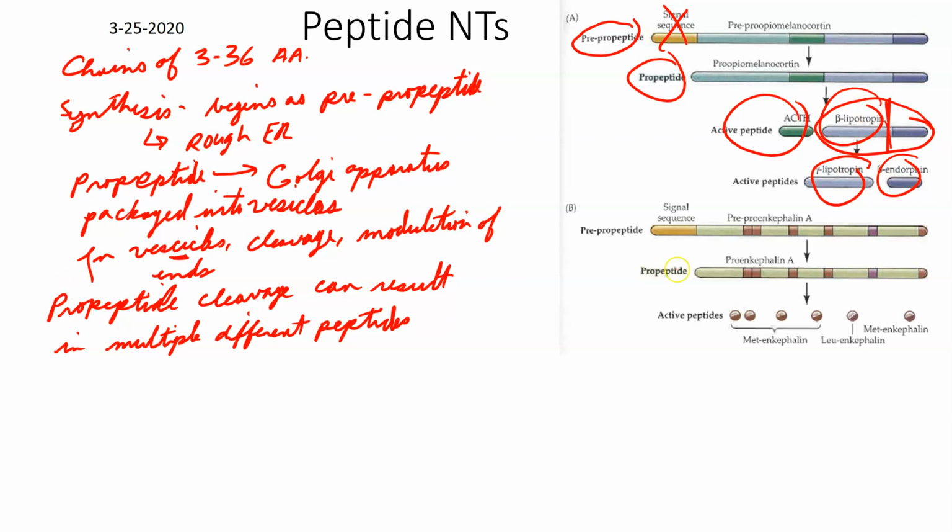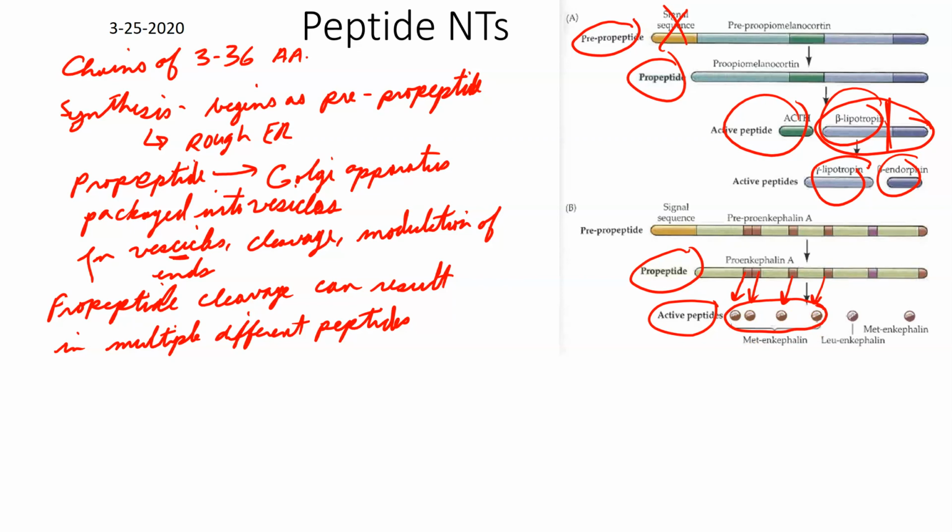If we take a look at this example, here's our propeptide. And you can see after the cleaving events, these active peptides are sort of strewn or tied together. So each one of these becomes the active enkephalin.